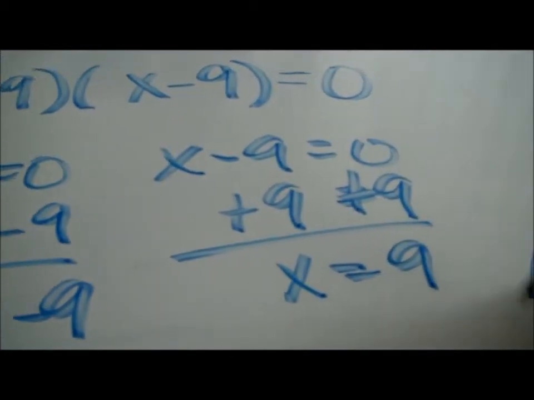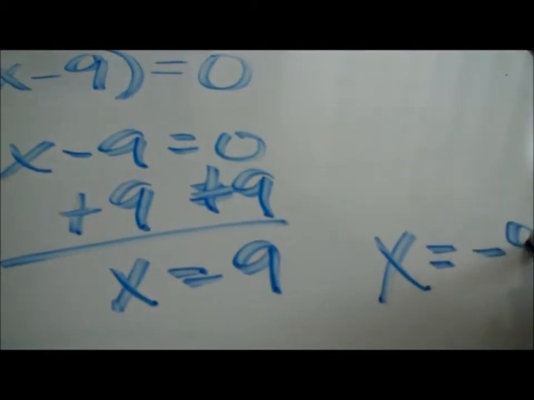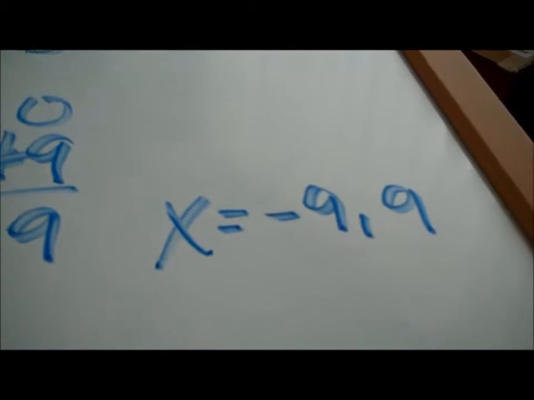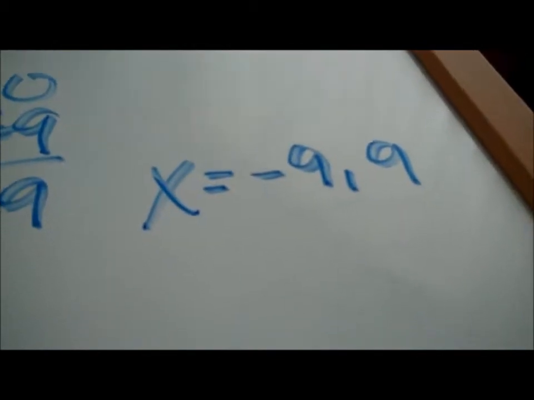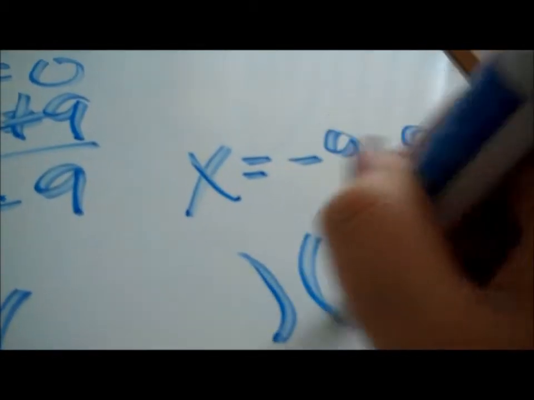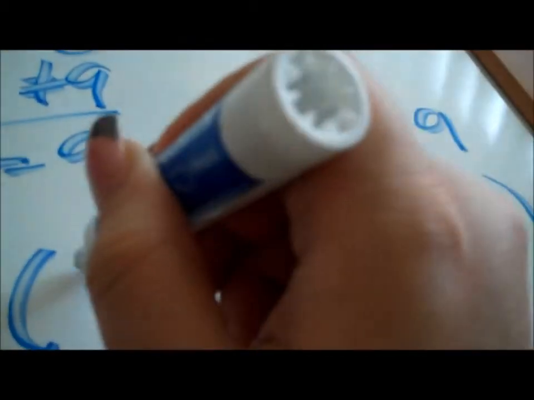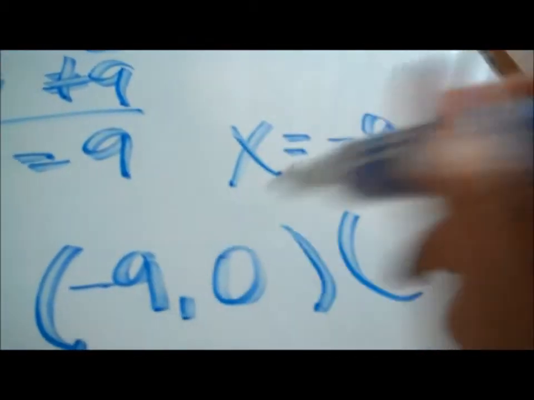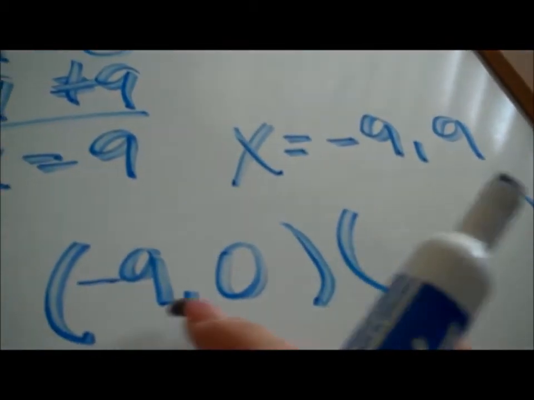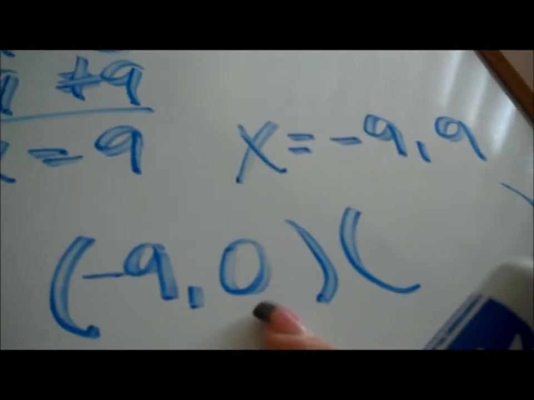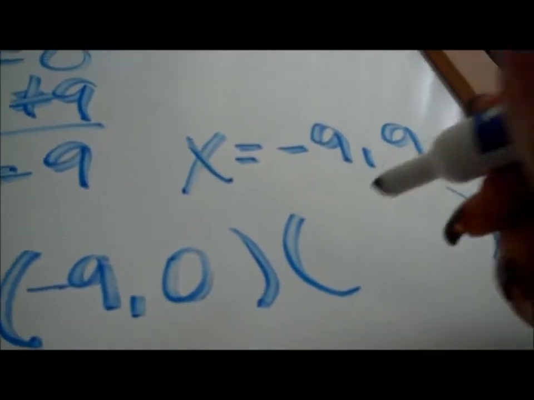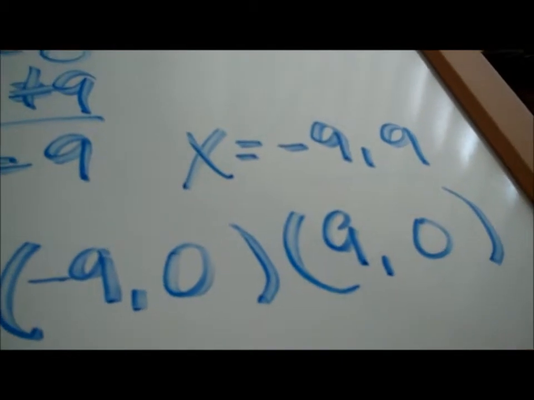So if you were asked to just list these in MyMathLab, you could go ahead and separate them by commas. But if they were asking you to write them as an ordered pair, you would need to write them as -9, 0. Again, this is the x-coordinate. The y-coordinate is always 0 since it's an x-intercept. And then +9, 0.